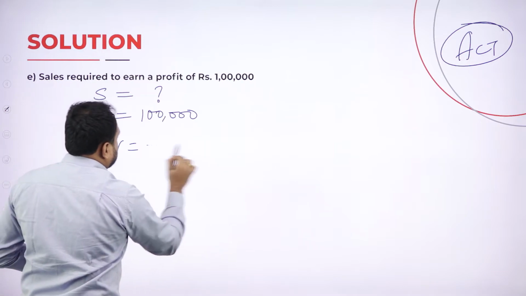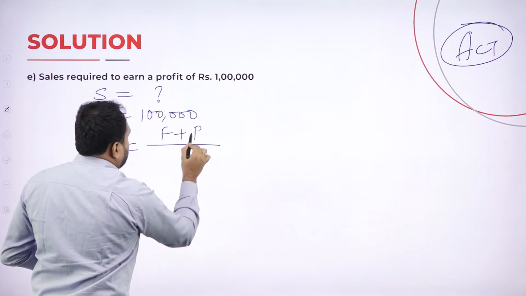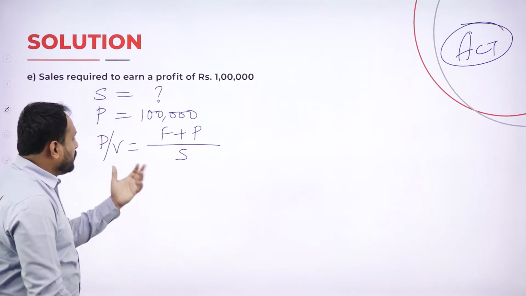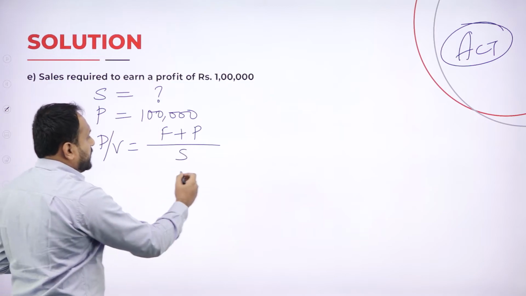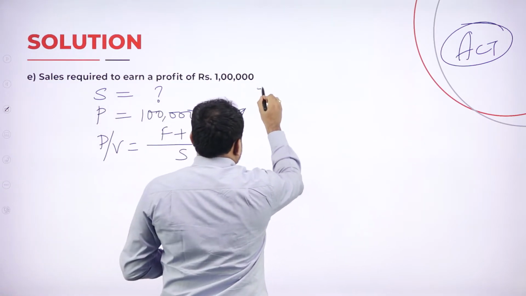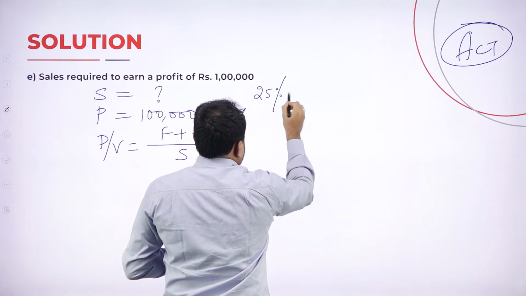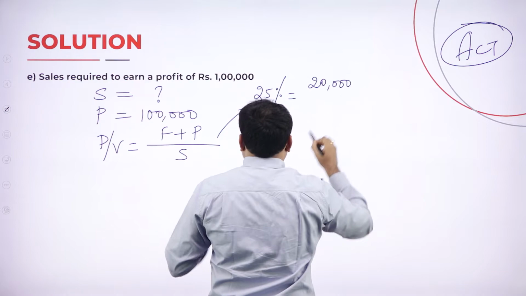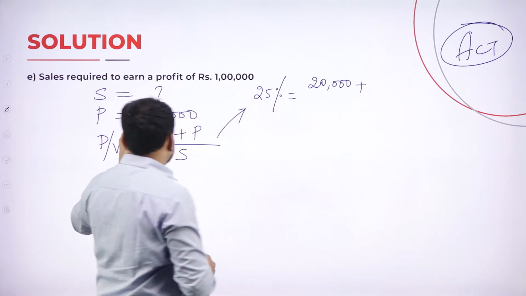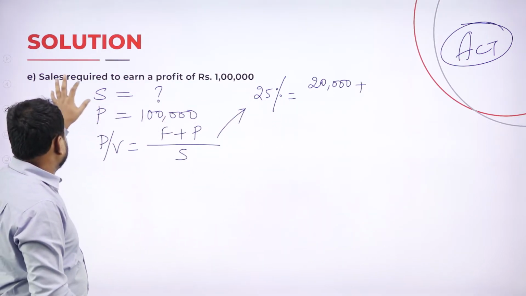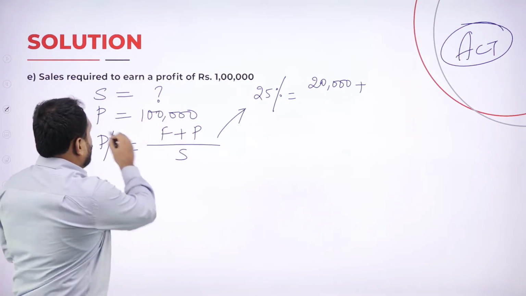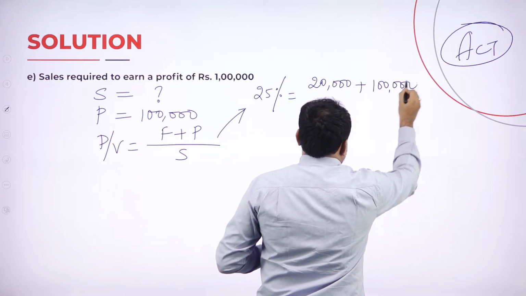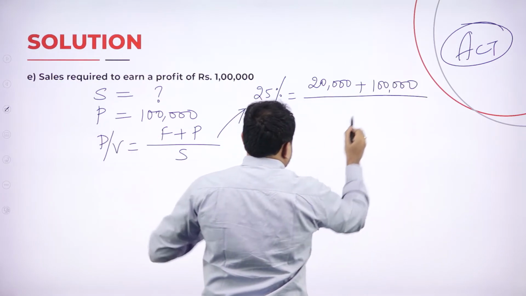PV is equal to F plus P divided by S. So we have PV is equal to F plus P divided by S. Now what we are supposed to do is substitute it. Now here we will substitute. PV is how much? 25% is equal to F is how much? 20,000. We have already calculated fixed cost plus. Now profit is how much in this question E, that is 1 lakh rupees. Now we'll write here 1 lakh divided by S, we need to find.